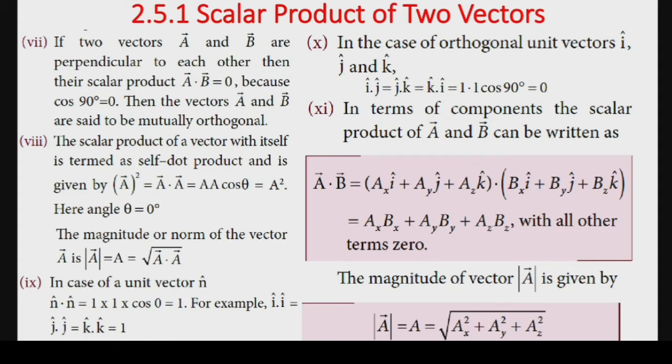The magnitude of the vector, the modulus of A vector, is given by modulus of A vector is equal to A, which is equal to root of AX squared plus AY squared plus AZ squared.